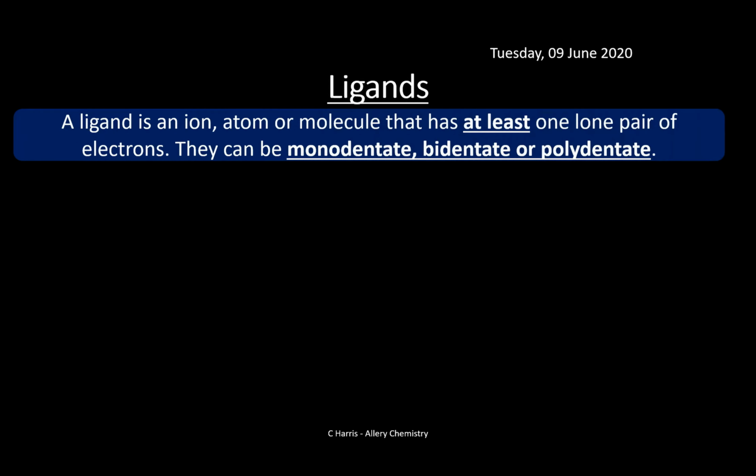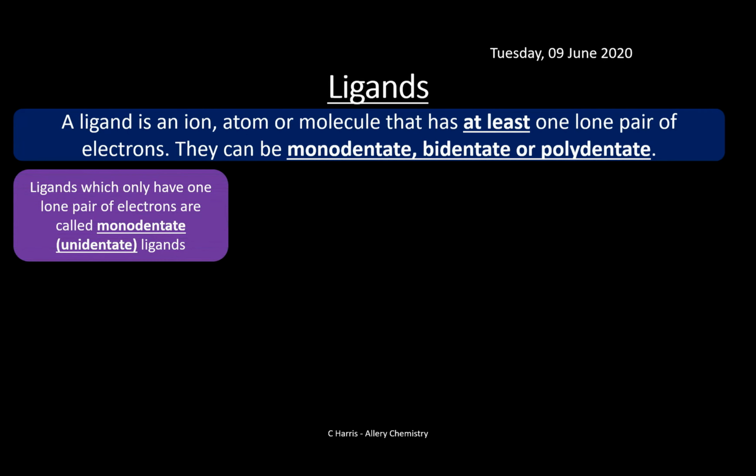Okay, so a ligand is basically just an ion, an atom, or a molecule that has at least one lone pair of electrons, and they can be monodentate, bidentate, or polydentate. Monodentate or unidentate, so they're the same thing. So monodentate, bidentate, or polydentate. Ligands have this very specific property, which is that they must have a lone pair of electrons, because it's going to form a dative covalent or coordinate bond with that central metal ion. So ligands which only have one lone pair of electrons are called monodentate or unidentate ligands.